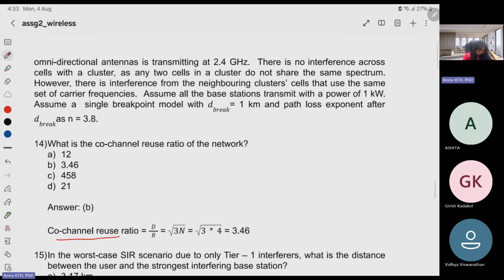Co-channel reuse ratio, I was calling it Q, is equal to D by R. This is equal to root over 3N. It's very important.